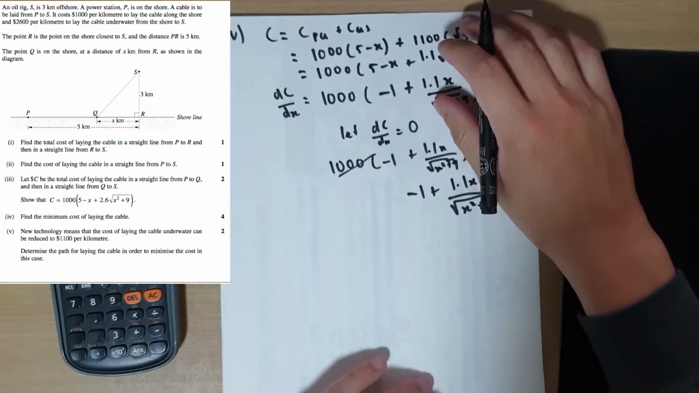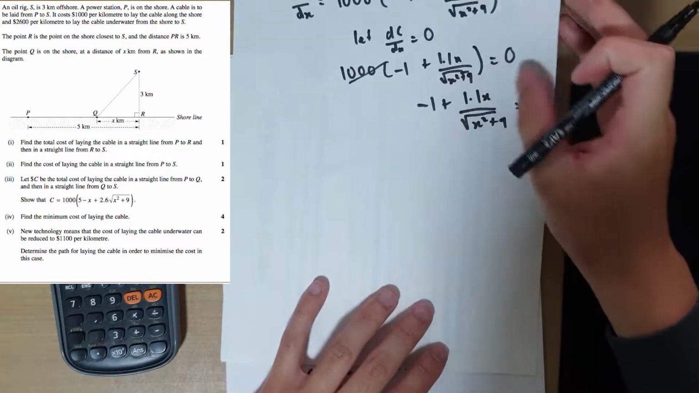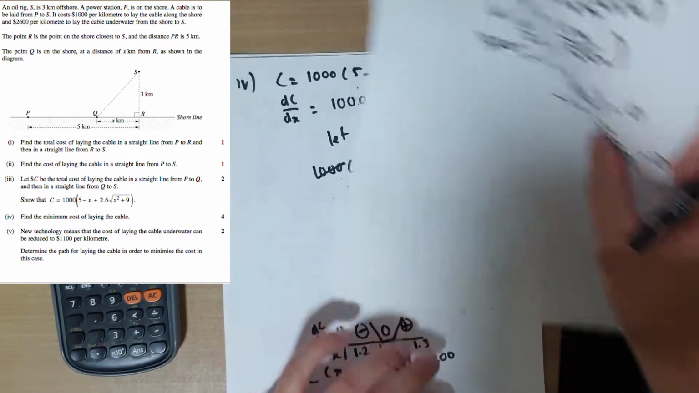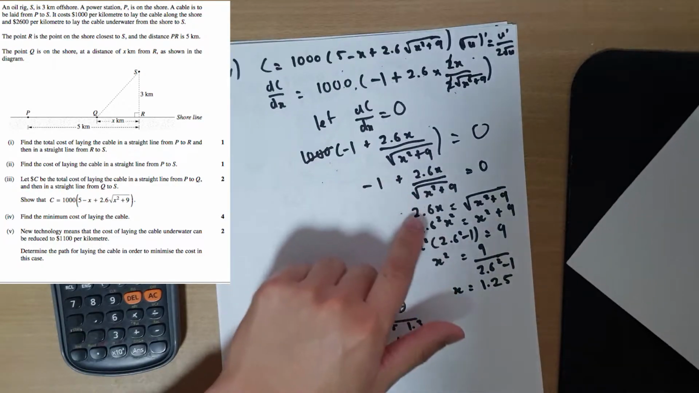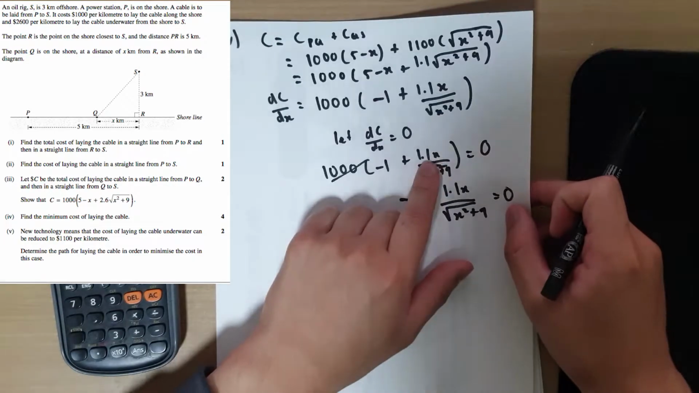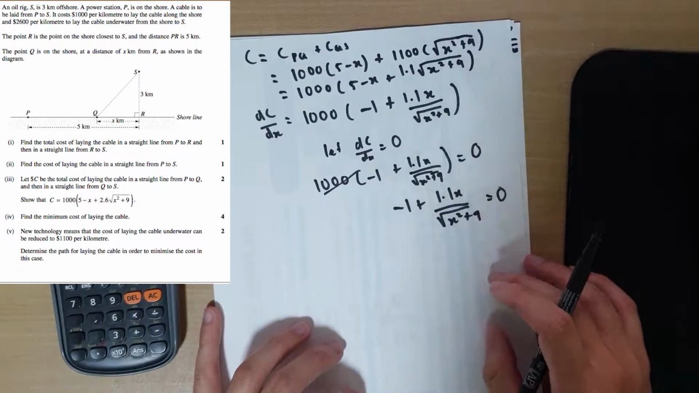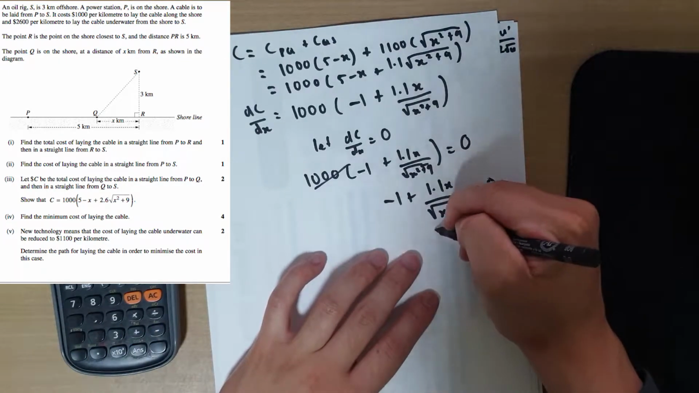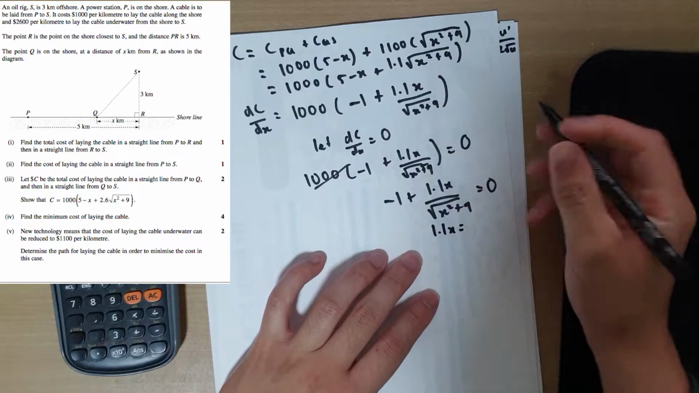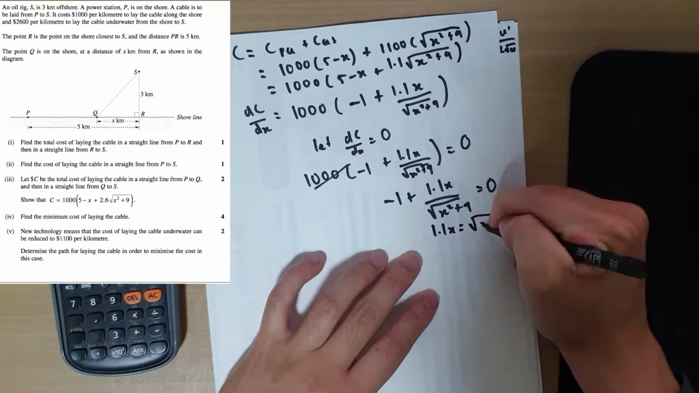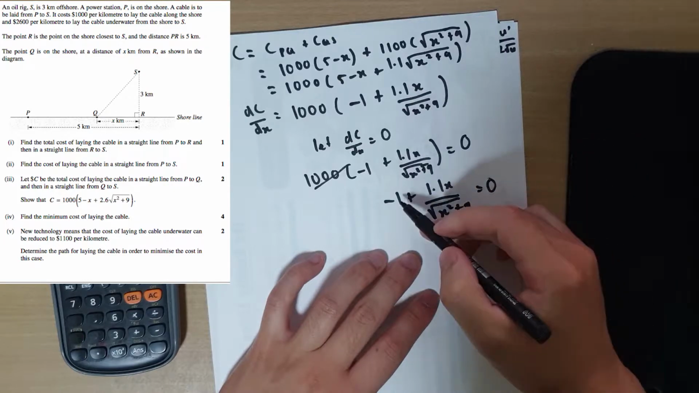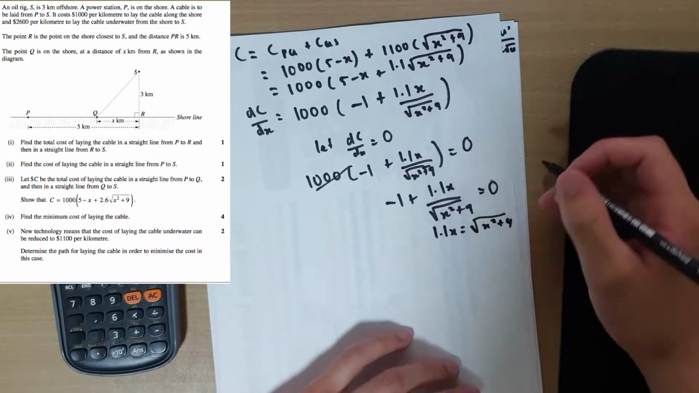So very similar to the previous part. See here, the working out is pretty much exactly the same as we did in the previous part. The only difference is we've got a 1.1 this time instead of a 2.6 because of the new cost of laying the cable underwater. So let's do this quickly. 1.1x equals x squared plus 9. So just throw the 1 over, multiply the x squared plus 9 up.